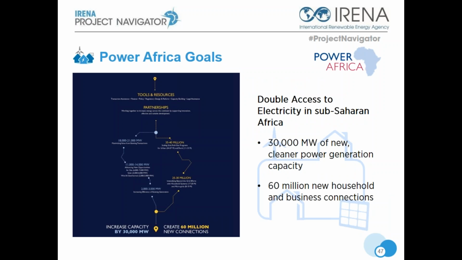I'd like to begin briefly. I think a lot of you are aware, but Power Africa has two top-line goals. One is to create 60 million new household and business connections. The other is to increase the capacity of available power in sub-Saharan Africa by 30,000 megawatts. The focus I'm here to speak about is our effort on the off-grid connections goal. We anticipate 25 to 30 million connections will come from off-grid. The remainder will come from on-grid.